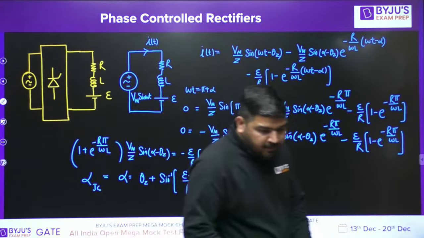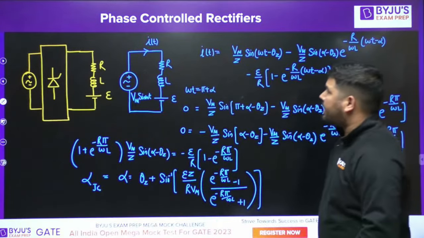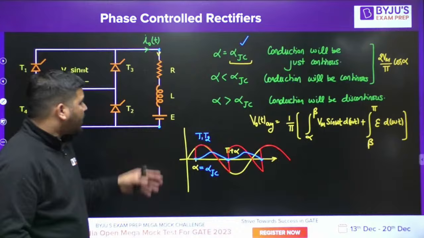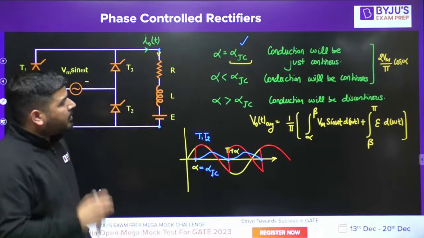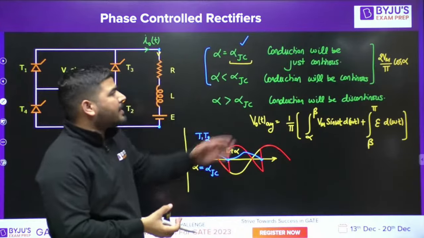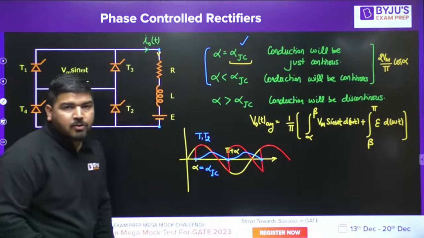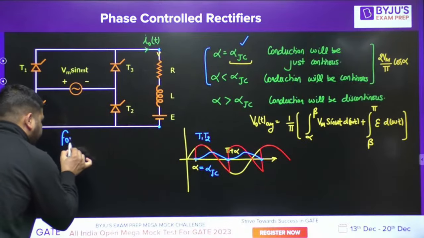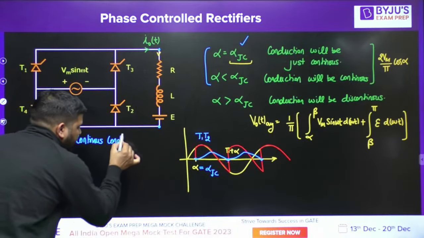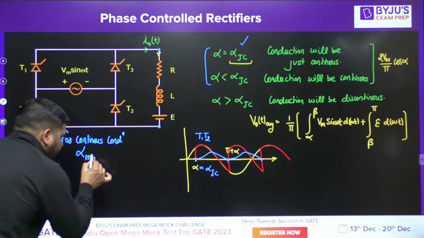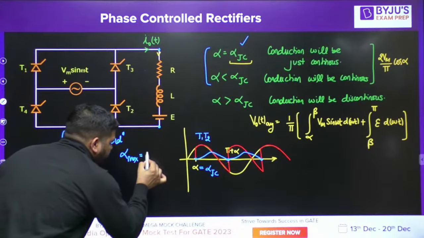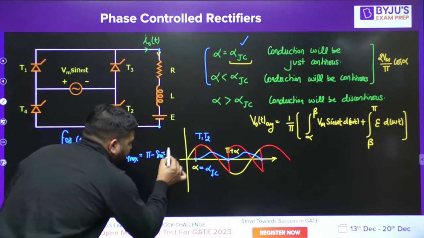Is it fine? So this way we can calculate the firing angle for which the conduction is just continuous and discontinuous, for RLE load. It's very important. Now let me tell you one more thing. For these two cases, if the conduction is continuous, then for continuous conduction, alpha minimum is 0 and alpha maximum is pi minus sine inverse of E by Vm.